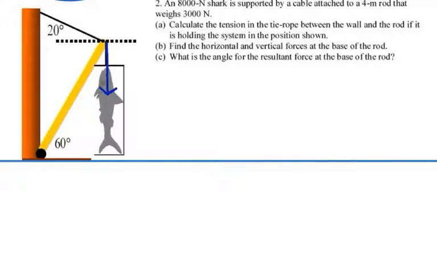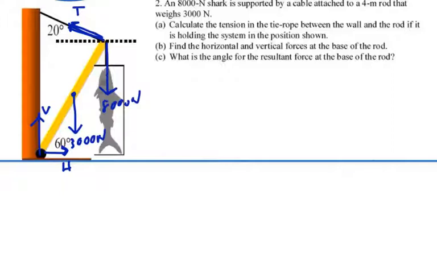Newton force for the shark. And we know that the rod itself weighs 3,000 newtons. That'll act at its center of mass, right in the middle. We're going to have a force of tension going along this cord here. And then we're going to have a resultant force at the pivot, which we're going to divide into a vertical and horizontal component.